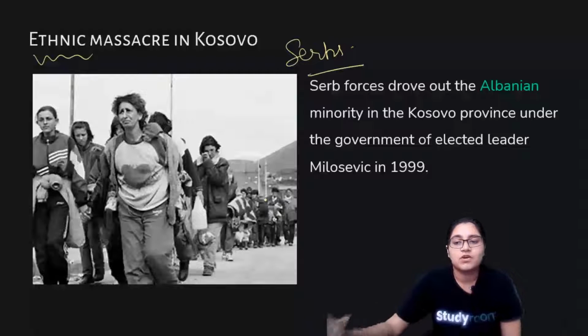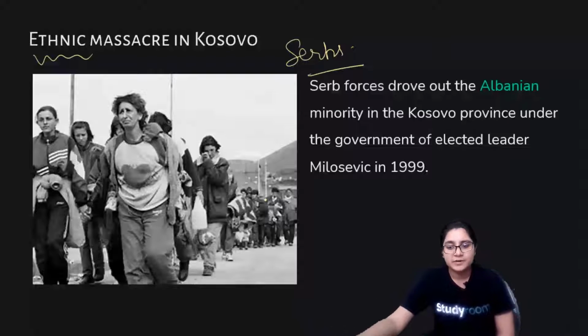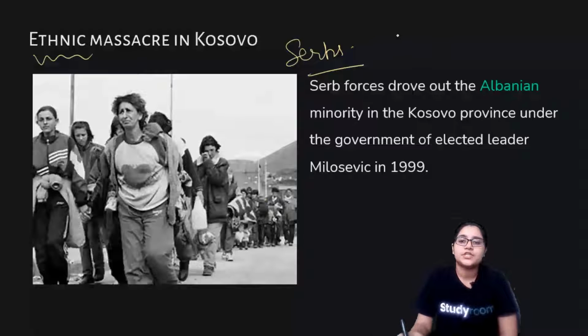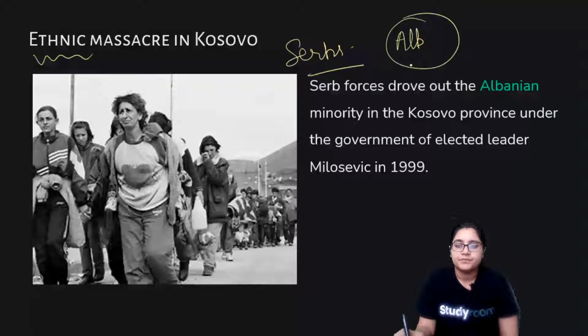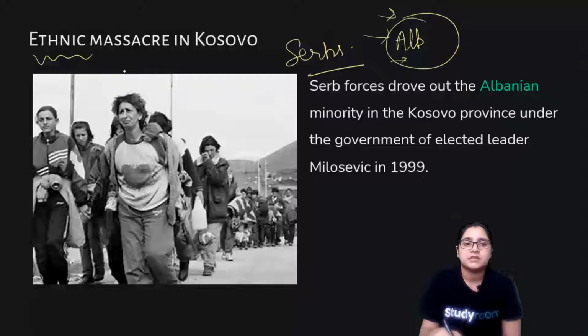This was a province of Yugoslavia before it split. In this province, the population was overwhelmingly ethnic Albanian. But in the entire country, Serbs were in the majority. So Serb leaders thought that ethnic minorities like Albanians should either leave the country or accept the dominance of the Serbs, and when they did nothing, the massacre started.